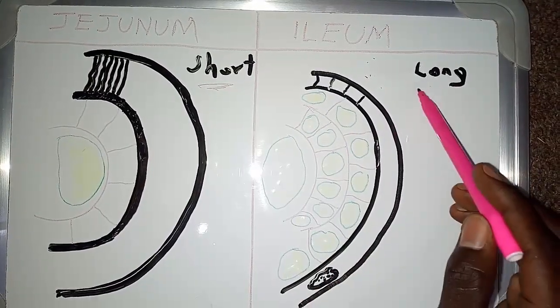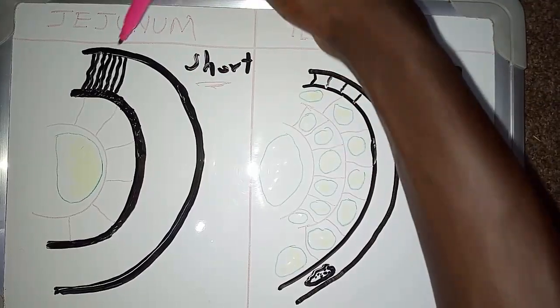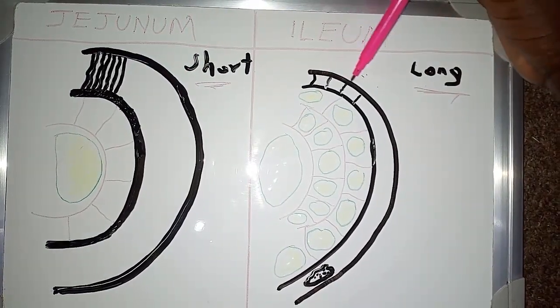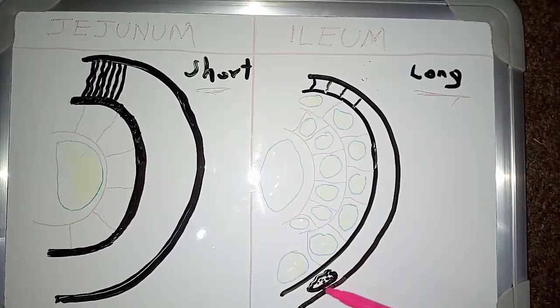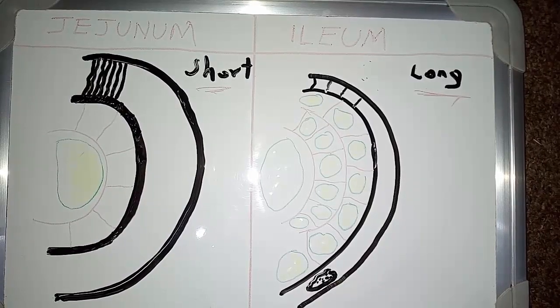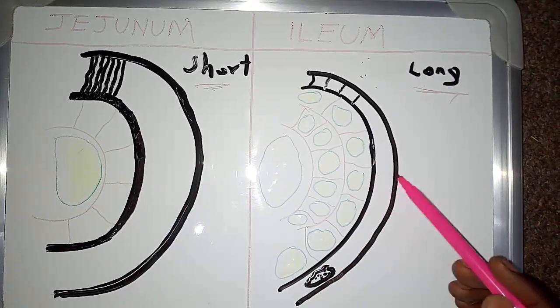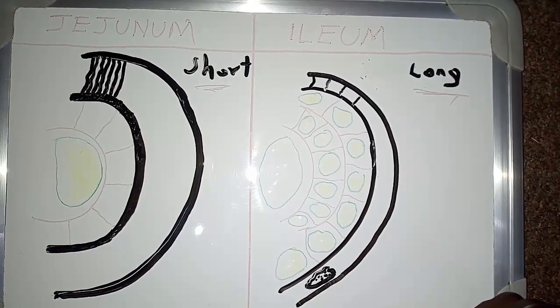The jejunum is shorter than the ileum, the ileum being 1.5 times longer than the jejunum. The wall of the jejunum is thicker than the wall of the ileum, and for this reason the Peyer's patches can be seen at the ileum and not at the jejunum with the naked eye. The lumen of the jejunum is wider than the lumen of the ileum.